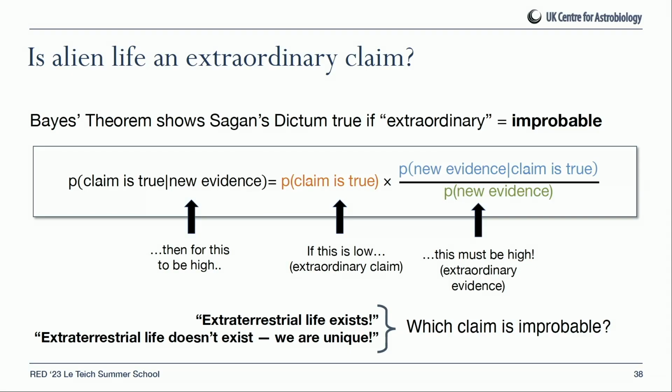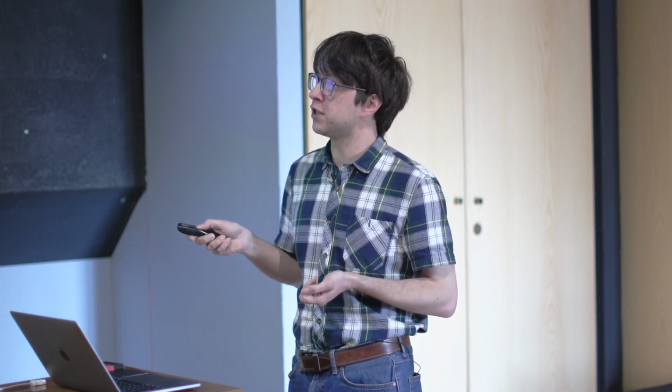Do we know that the claim extraterrestrial life exists has a very low probability? Or the claim extraterrestrial life doesn't exist? Which of these claims is improbable? I don't think we really know. So I don't really think we can just say if somebody's claimed they found extraterrestrial life that it must be an extraordinary claim. That's my opinion. You can disagree, of course.